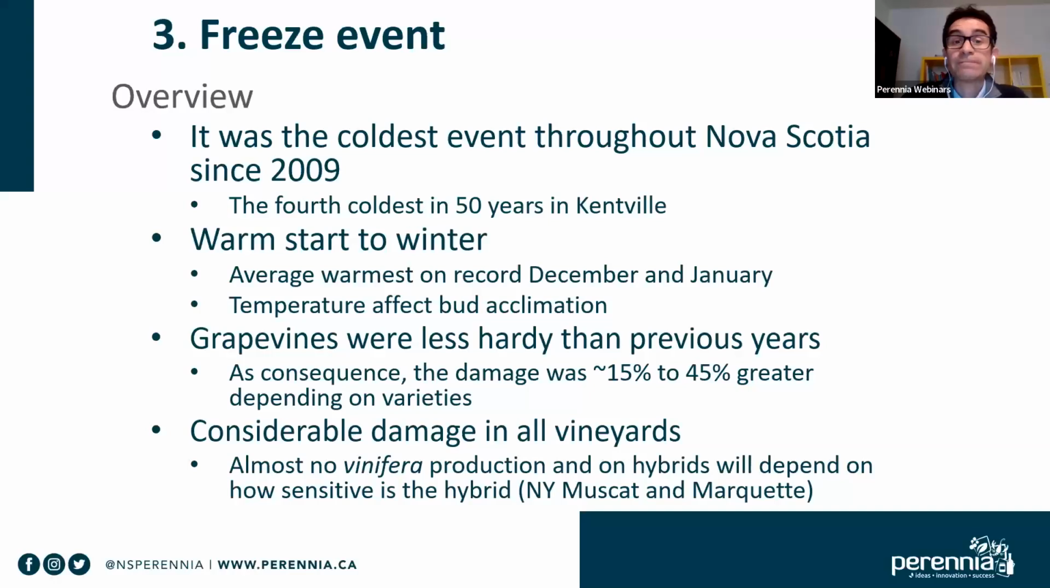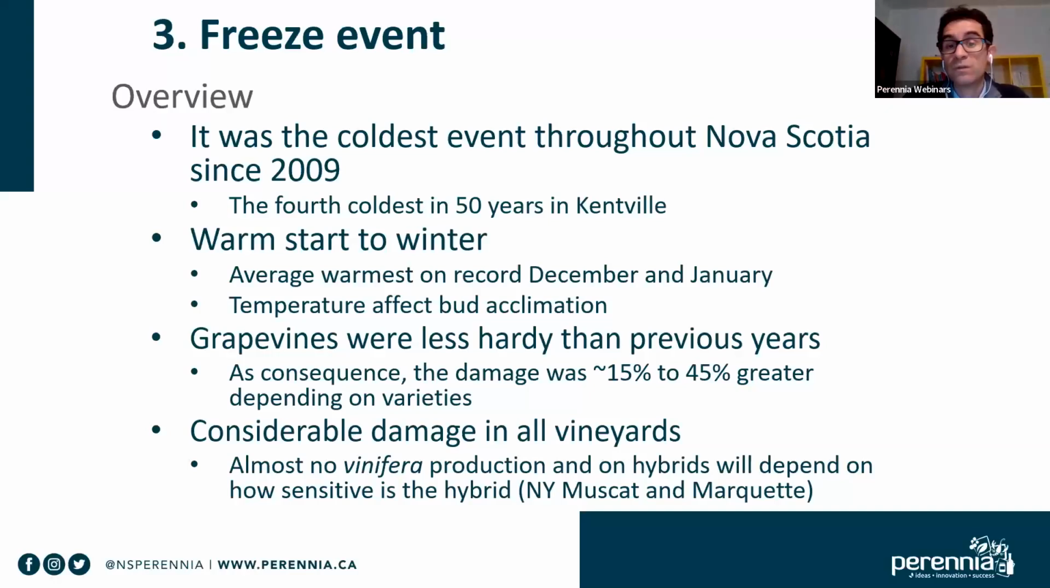The temperature affected acclimation. So even though it could be nice to hear about a warm beginning of winter, it had a very negative impact. So what happened? The grapevines were less hardy than in previous years. As a consequence, the damage was 15 to 45% greater depending on varieties. So we have considerable damage in all varieties, in all vineyards.